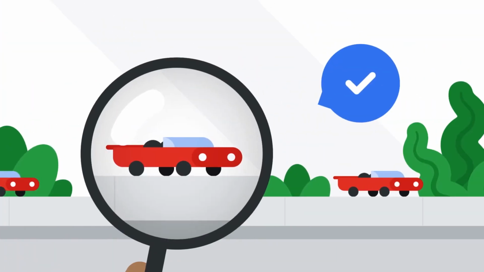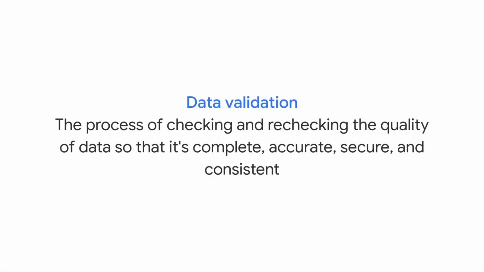All of this is done to ensure that each product meets quality standards and is ready to be used by consumers. An assembly line inspection is a lot like data validation in a data pipeline. Data validation is the process of checking and rechecking the quality of data so that it's complete, accurate, secure, and consistent. Data validation is a part of the extract, transform, and load, or ETL stages, in the data pipeline.